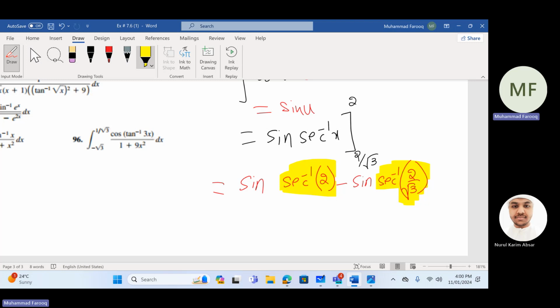What is a way to fix this problem? Look at here, please. Sine, okay. Secant inverse is related to which function? 1 over cosine. Cosine. Okay. So look at how you answer right here. Cosine inverse, and this 2, flip it. 1/2. Yes, you get the answer.